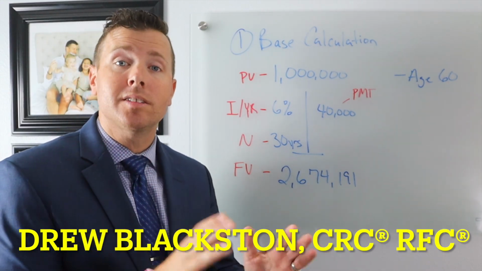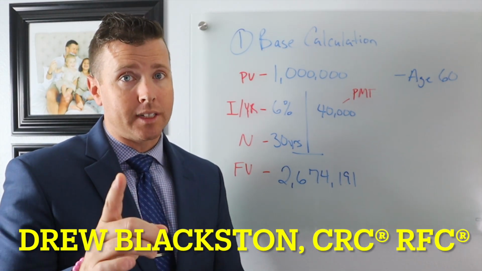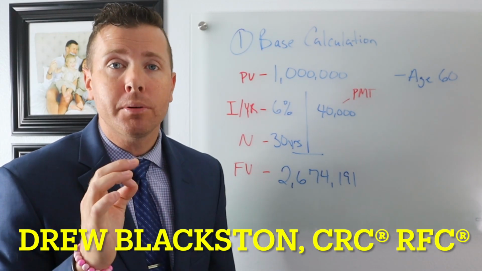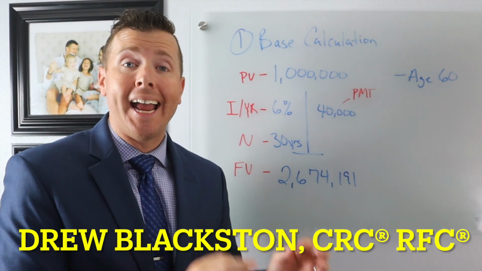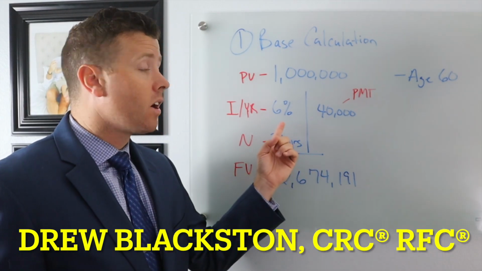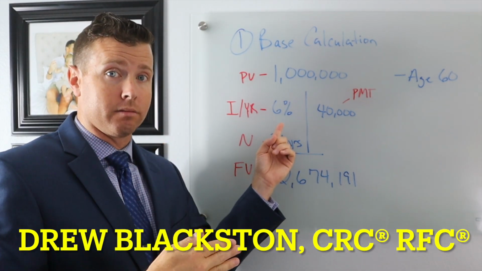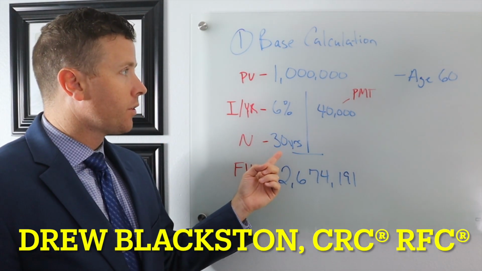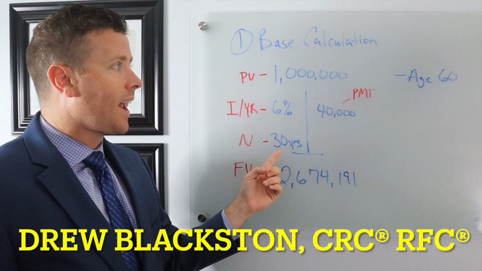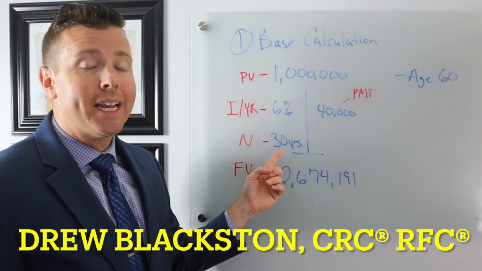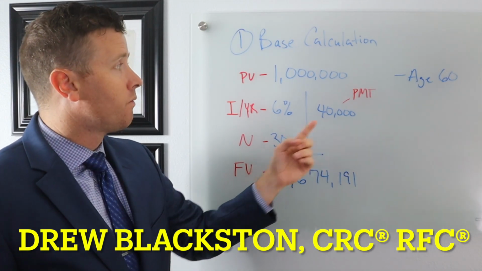Now, the stock market has averaged, since 1900, 10%, but it's averaged 8% with inflation. So we're going to back off 2% because we're retired, okay? Now we're going to do this for 30 years, so age 60, we're going to get to 90. I want to see how much money we have at 90, taking out $40,000 a year.